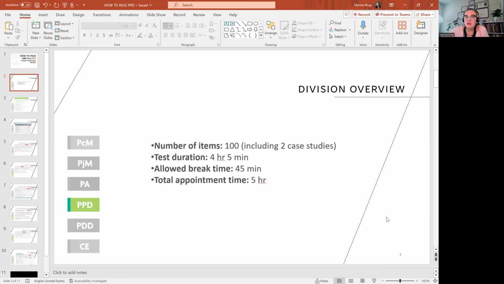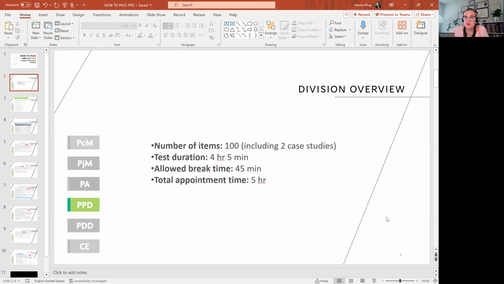So the test duration is 4 hours and 5 minutes, and you can take a break of up to 45 minutes. Roughly, the total appointment time is 5 hours. And please take that break. Your body will need that. You cannot just sit straight for 4 hours. You will need to move around a little bit. You will need to use a restroom. You'll need to have a snack or have something to drink.